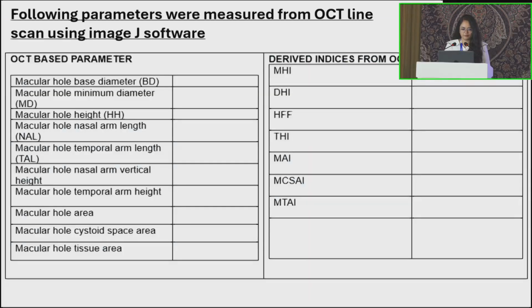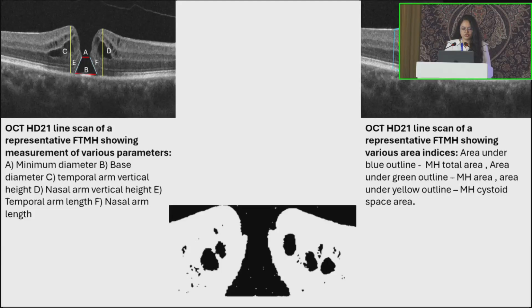These were the following parameters that I measured in my study. On the right hand side, the parameters, on the left hand side, the indices which were derived using these parameters. So in the OCT SD line scan, in the first image we can see B represents the base diameter, A represents the minimum diameter, E and F are nasal and temporal arm lengths, and C and D are nasal and temporal vertical heights.